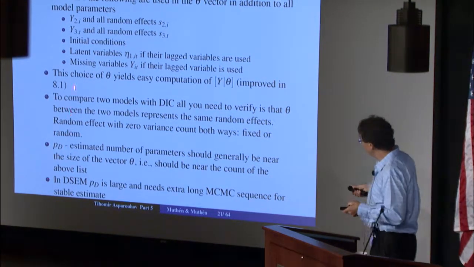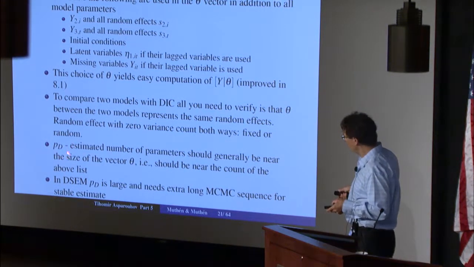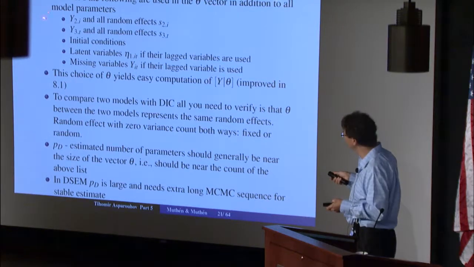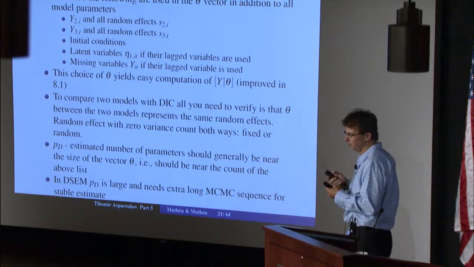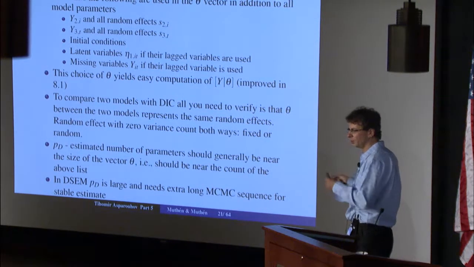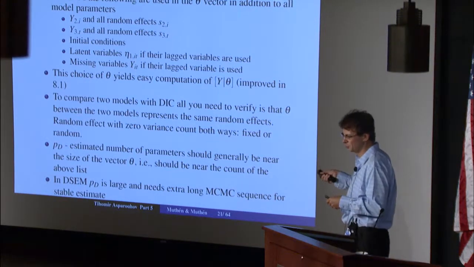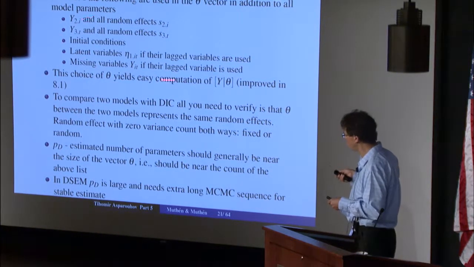One thing to monitor when you're using the DIC is always to monitor the estimated number of parameters, the PD. Again, that is supposed to generally be close to the number of elements in this vector. So by looking at the PD, you can make sure that it matches your understanding of what the unknown quantities are.